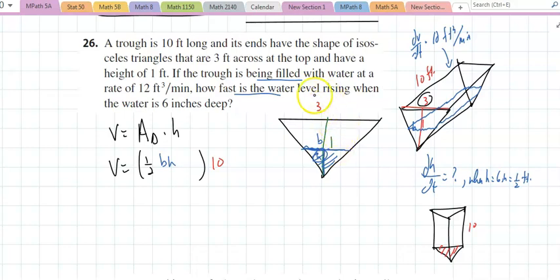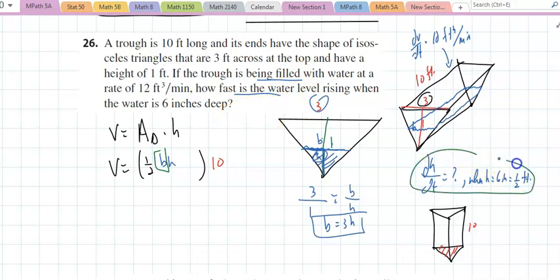If I take 3 to 1, that should equal this b to this height. So if I cross multiply, the base is 3 times the height. Now, I need to eliminate the base out of the equation because I have information about the height. So this volume is actually, when you multiply those, that's 3/2 h squared. The base is 3h and the height is h. And that's the hardest part of the problem.